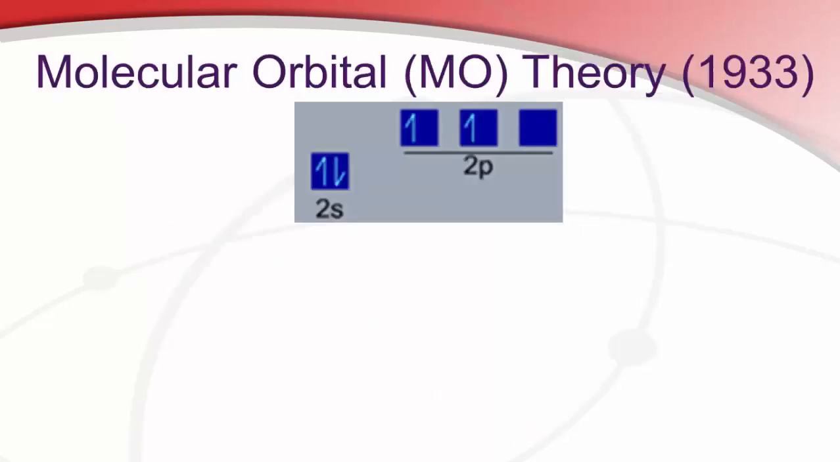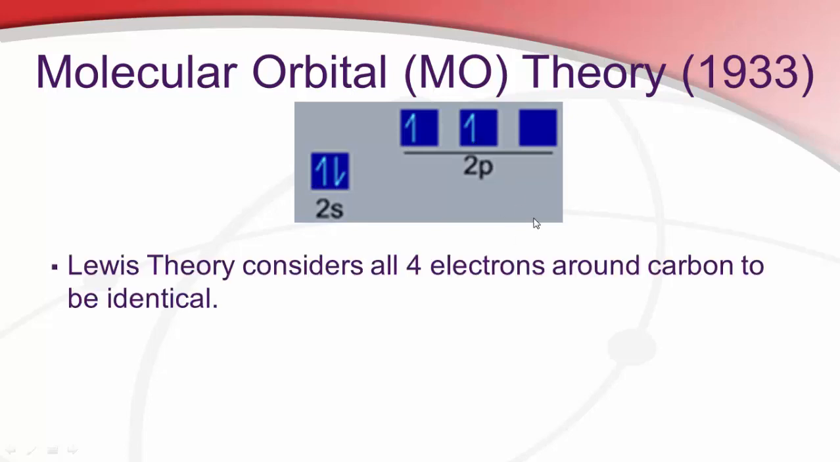So now when it comes to molecular orbital theory, we have one more important thing we need to cover. And that's to do with our friend carbon. Here is the outer shell electron configuration for carbon that we've done previously, with 2 electrons in the 2s orbital and 2 unpaired electrons up in the 2p orbital. Now, Lewis structures consider all 4 electrons around carbon to be identical. That was our methane that we looked at earlier in this presentation.